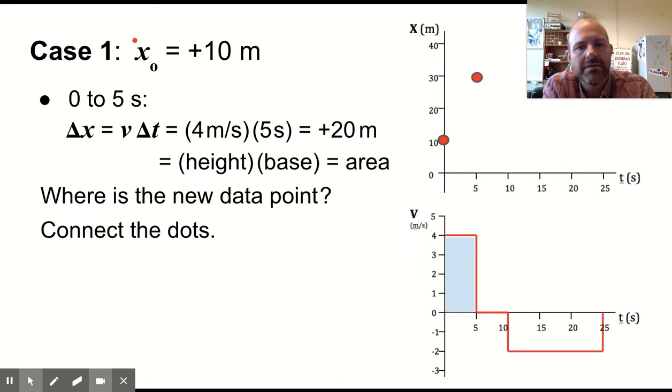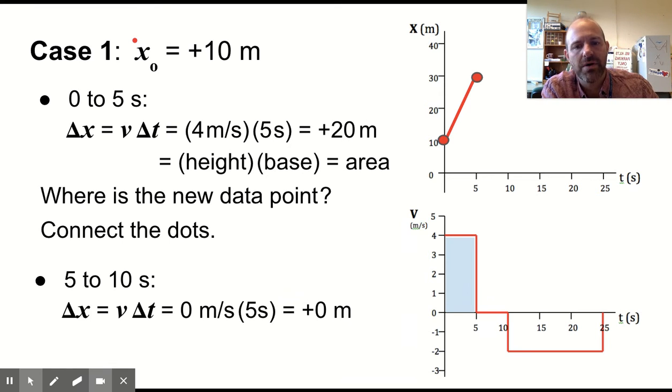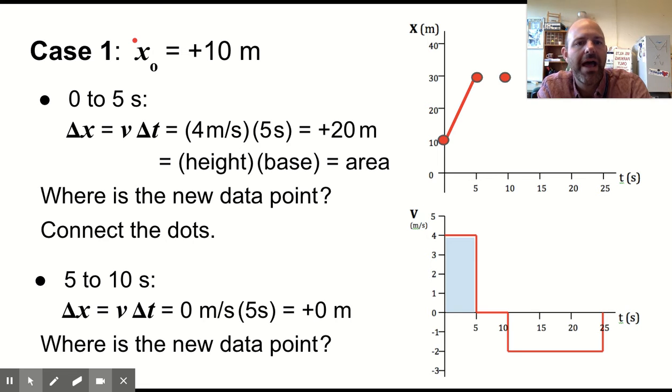During this segment, we just connect the dots because it's a constant velocity, so it should have a constant slope. For the next segment, from 5 to 10 seconds, our velocity is 0, so we cover 0 additional distance during that time. Over those 5 seconds, we still have the same position. And again, constant velocity, so that's a straight line.